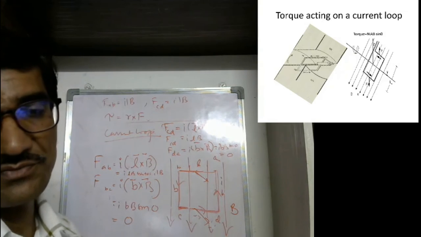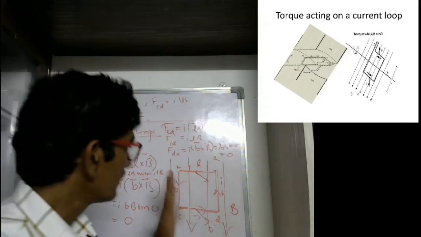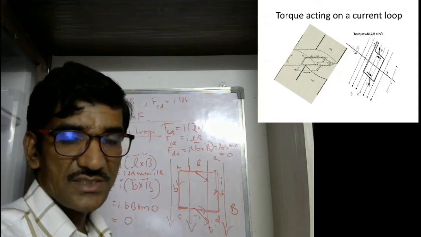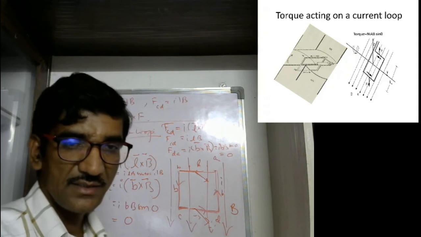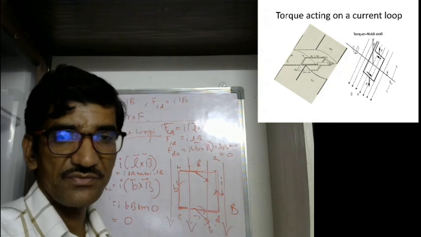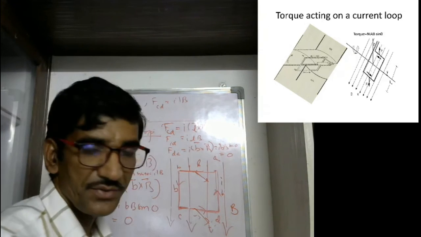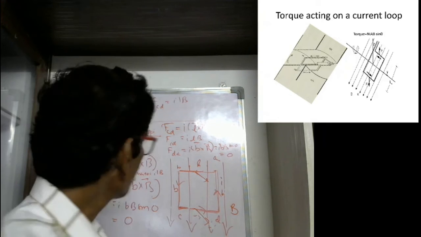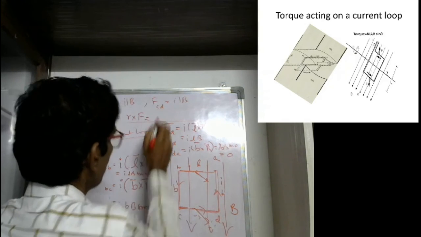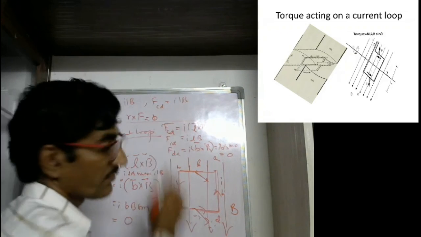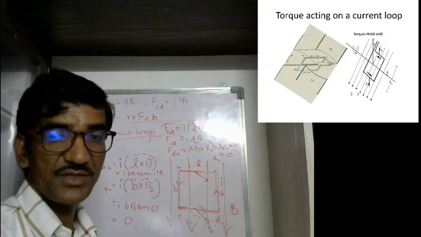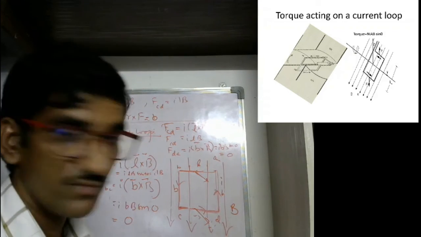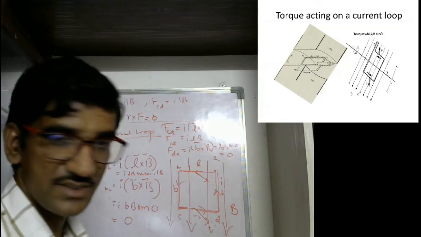These 2 forces are acting in opposite directions. So 2 forces with equal magnitude acting in 2 different directions will make you a couple. Both are separated by a non-zero distance B. So how much will be the torque? R cross F, where R means the separation of equal forces. They are equal in magnitude, opposite in direction. One is acting upwards, one is acting downwards.